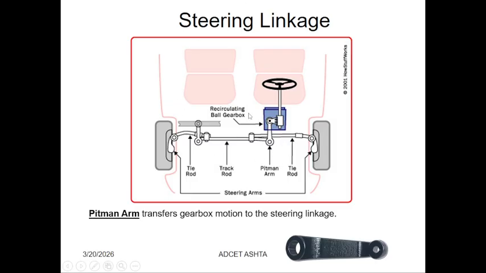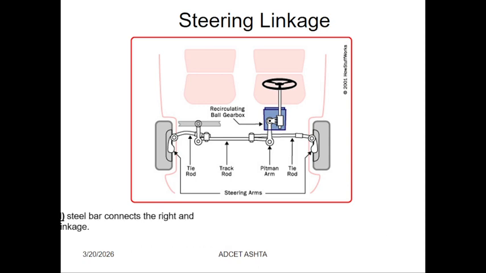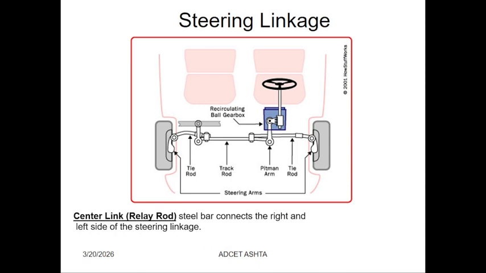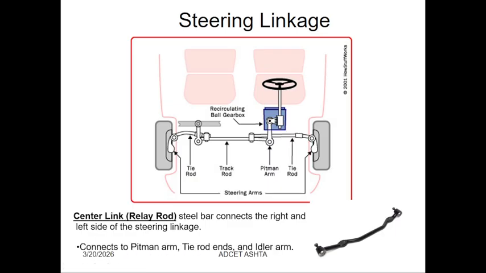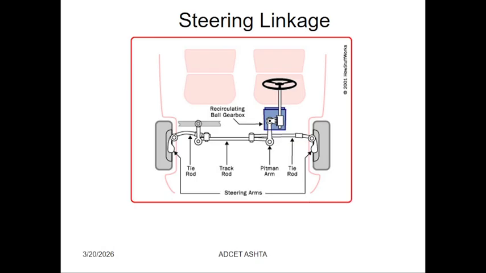This is nothing but the pitman arm. This pitman arm is connected to transfer the gearbox motion to this steering linkage. The pitman arm is splined to this gearbox, which is helpful for transferring the motions. The central relay rod, or center link, is the steer bar that connects the right and left sides of the steering linkage, and it is helpful to connect the right and left side steering linkage. It's connected to the pitman arm, the rod, and the idler arm.